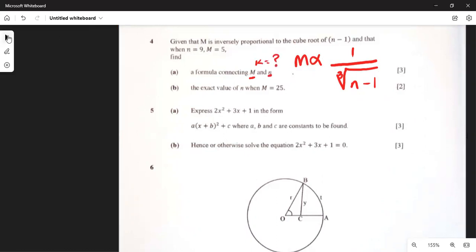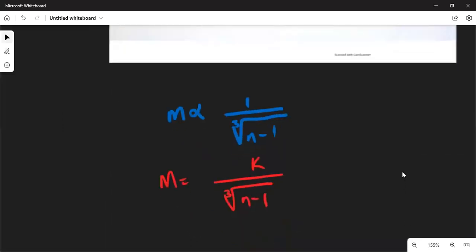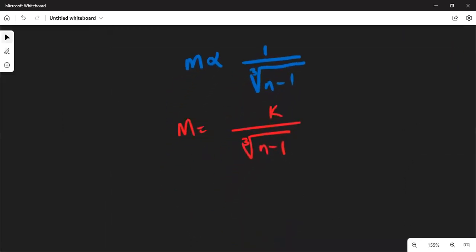So we have to find that value using this information, because we are given that N is equal to 9 when M is 5. So we're just going to take this information down, our N, which is 9, and our M, which is 5. Remember, we said our N and M. So in place of M, you substitute 5. In place of N, we substitute 9, so it's going to be the cube root of 9 minus 1.